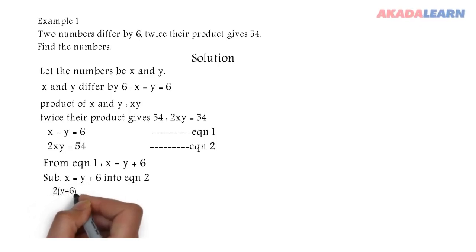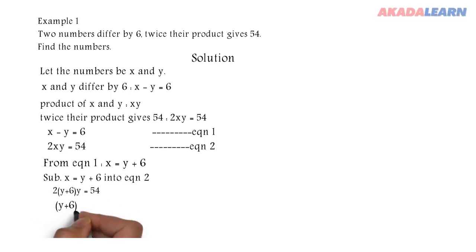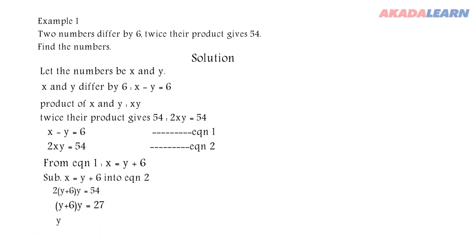So we have 2 open bracket y plus 6 close bracket times y equals 54. Now we divide through by 2 and we are left with y plus 6 times y equals 27. Let's open up the bracket now. y times y is y squared, plus 6 times y is plus 6y, equals 27. Now we'll subtract 27 from both sides and we'll have a quadratic equation. So we'll have y squared plus 6y minus 27 equals 0.